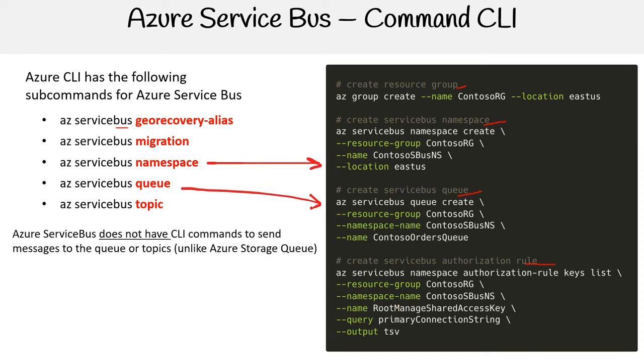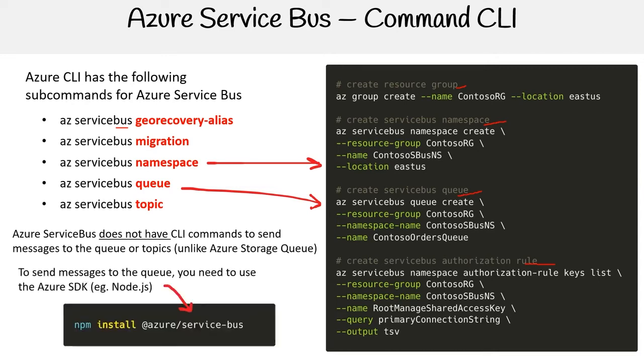Azure Service Bus does not have CLI commands to send messages to the queue or topic, unlike Azure Storage Queue, which I found out, which was kind of interesting. To send messages to the queue, you need to use an SDK like Node.js, so you'd install it, and then you'd have to write some code. And we do that in the follow-along. But I just want you to remember that with Azure Service Bus, you cannot send messages to the queue or topics via the CLI. That kind of sucks because if you want to do some easy test, it's unfortunate that functionality is not there. But anyway, that's the difference between that and Azure Storage Queue.